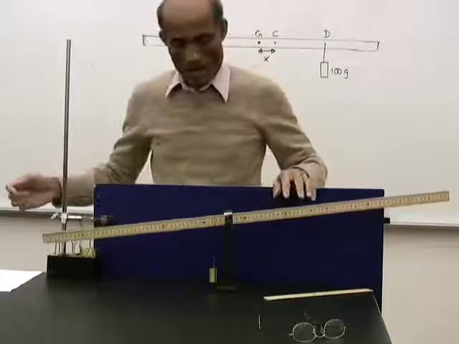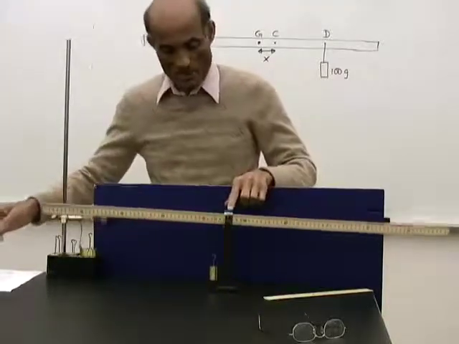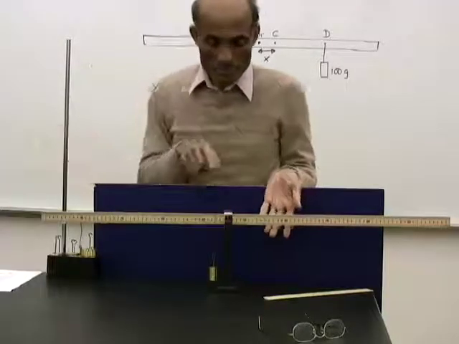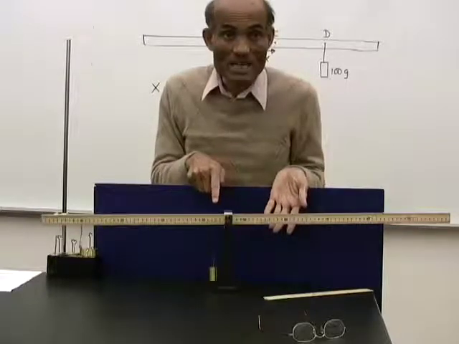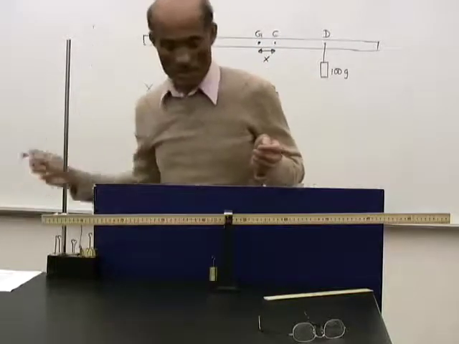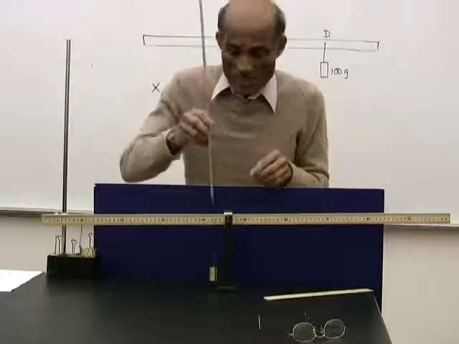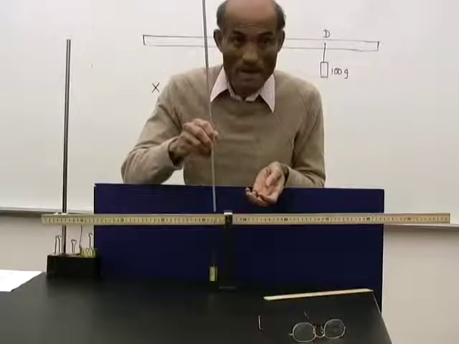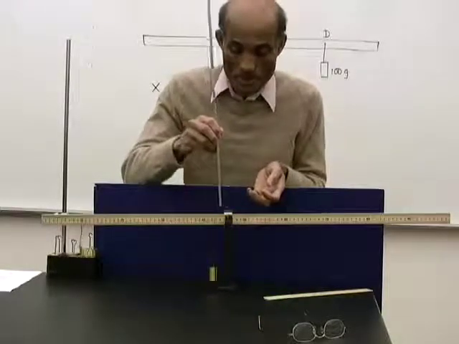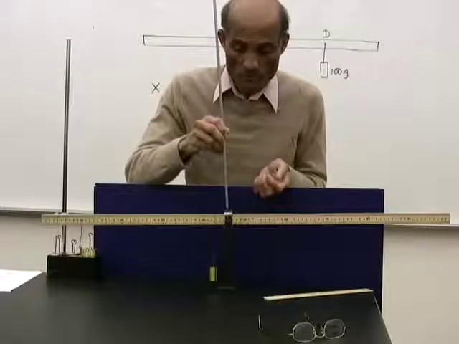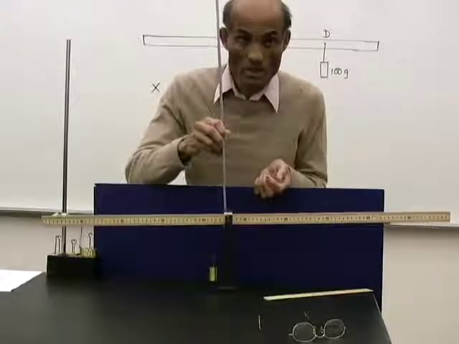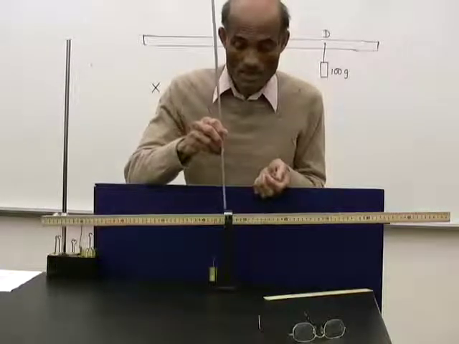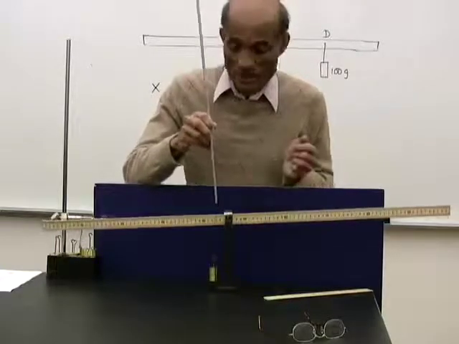Now, you are required to measure a distance. What is the distance you're supposed to be measuring? You're supposed to measure the distance from C to D. Let me point out where that string is. This is where the string is, where the 100-gram mass is suspended from. You need to measure the distance from the center where I'm pointing to the position of the string. That distance is lowercase d.